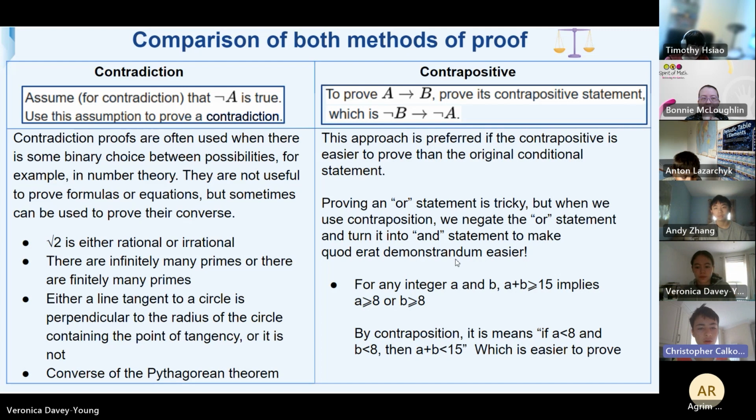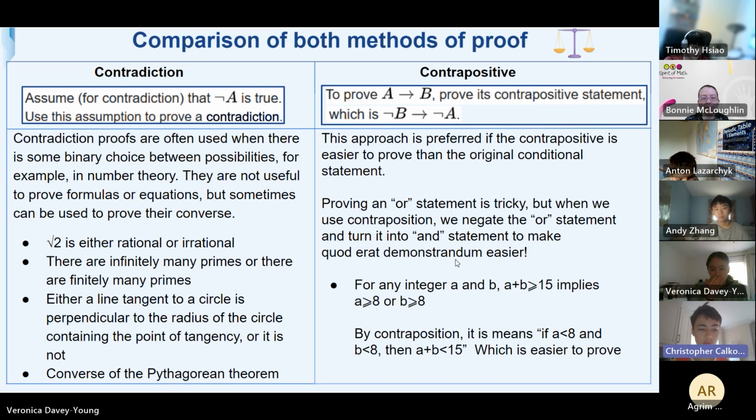Contradiction. Assume for contradiction that not A is true. Use this assumption to prove a contradiction. Contradiction proofs are often used when there is some binary choice between possibilities, for example, in number theory. They are not useful to prove formulas or equations, but sometimes can be used to prove their converse.